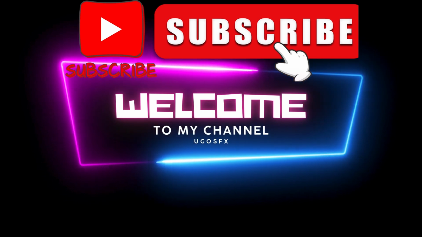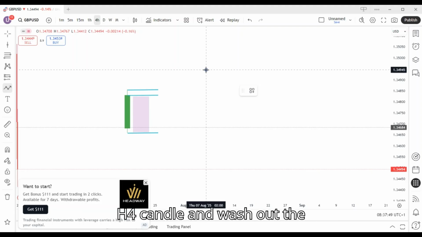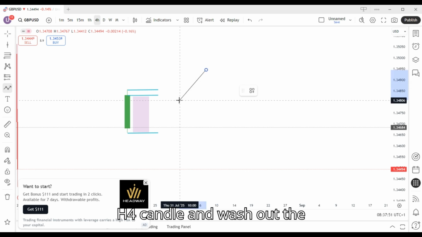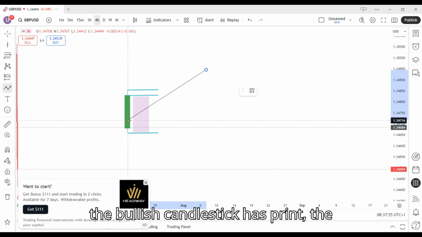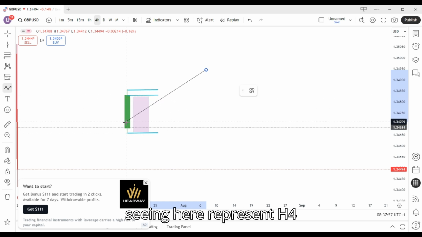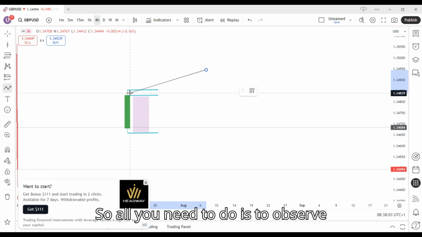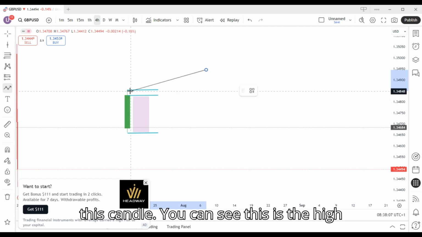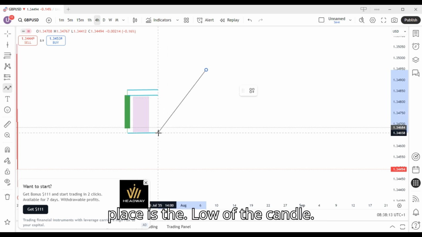Let's go. So the first thing you have to do is to dive in and open your chart. Go to your H4 candle and wait for the candlestick to print. Once you see that the bullish candlestick has printed, the candle that you are seeing here represents the 4-hour time frame. So all you need to do is to observe this candle. You can see this is the high that the candle has created, and this line is the close of the candle, and this place is the low of the candle.